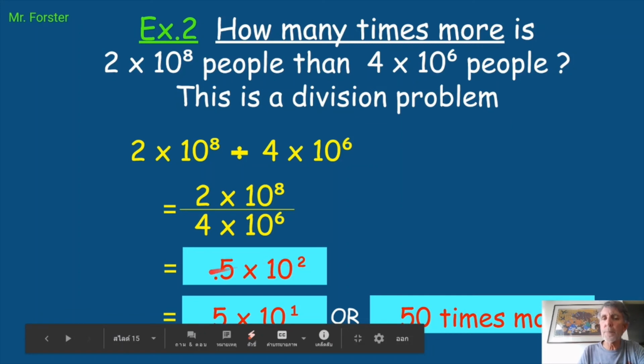Well, that's not proper scientific notation, so we make that bigger and make this one smaller. Well, how many times bigger is that? So 5 times 10 to the 1st, well, that's 5 times 10. And oftentimes when we write these types of problems, how many times more, we write the answer in standard form. So 5 times 10 to the 1st, or 50 times more.